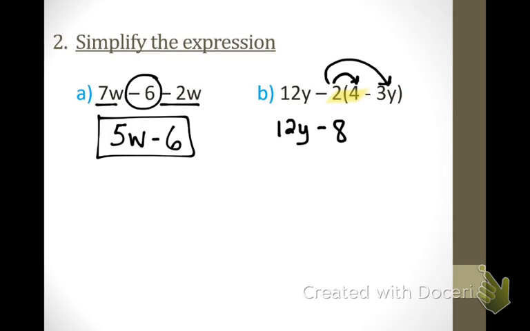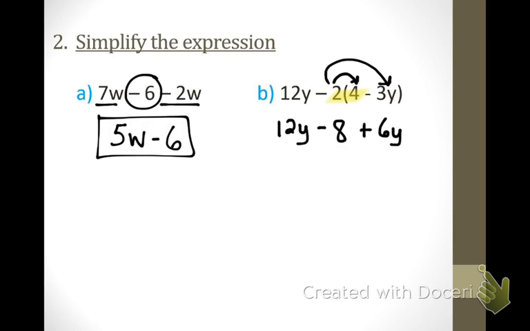Now, we've got a minus and a plus. What happens whenever you are multiplying a negative 2 times a negative 3y? Your answer becomes positive. So what is negative 2 times negative 3y? Positive 6. Positive 6y. Now we're going to go back to do it exactly like we were doing it before.